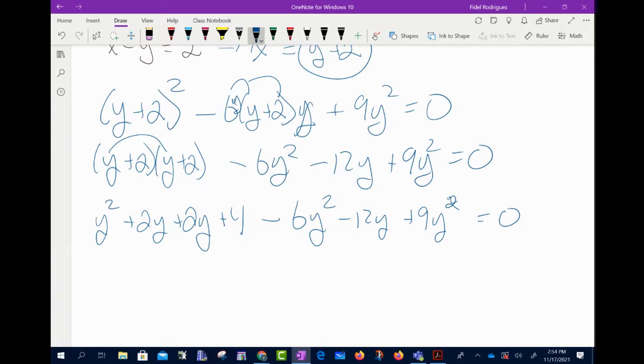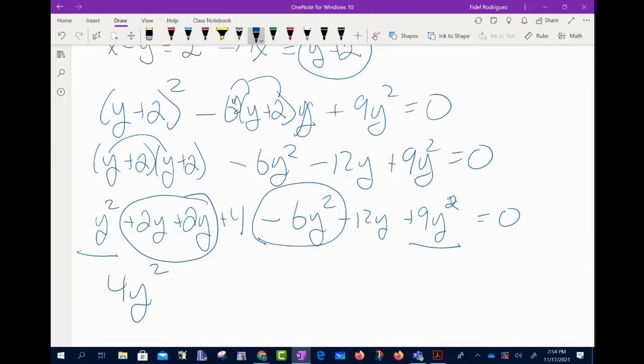Okay. All righty. So let's start combining our y squareds. So look, y squared and 9 is how much? 10. 10 minus 6. What's 10 minus 6? 4. Good. So we got a 4y squared. Okay. Over here, y'all, 2y and another 2y is a 4y. What's 4 minus 12? Negative 4 minus 12. I have $4. I owe you 12. 8. So a minus 8y. Let's see. Plus 4 is equal to 0. Okay.